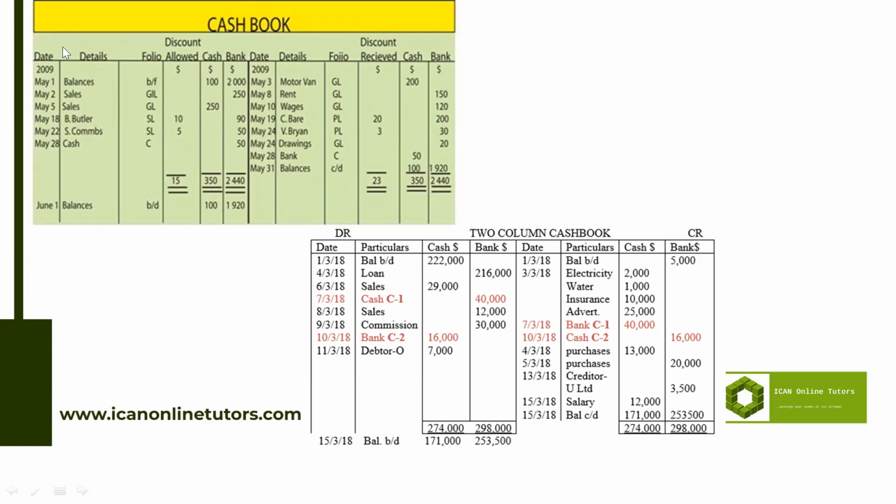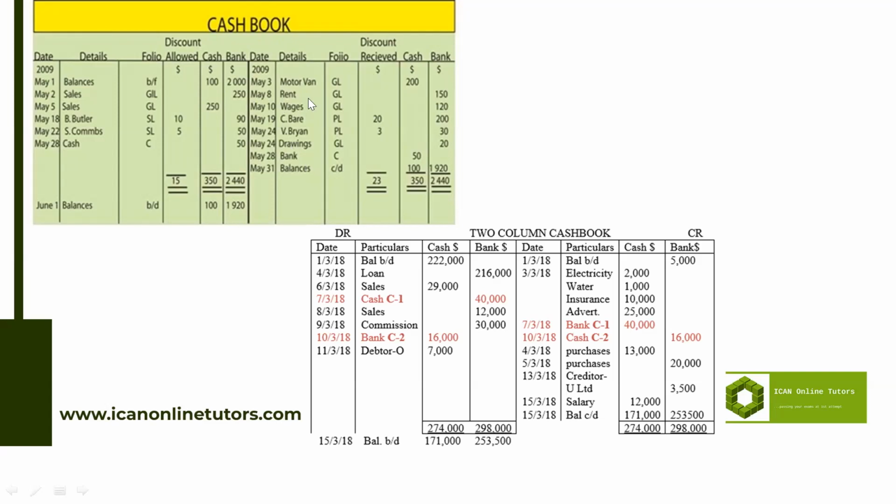And if you look at it, look at the words, look at the layout. We are going to have dates, particulars, or sometimes we call it details, folio. We are going to have a discount allowed. We have cash, we have bank. This is the debit side, and this is the credit side.